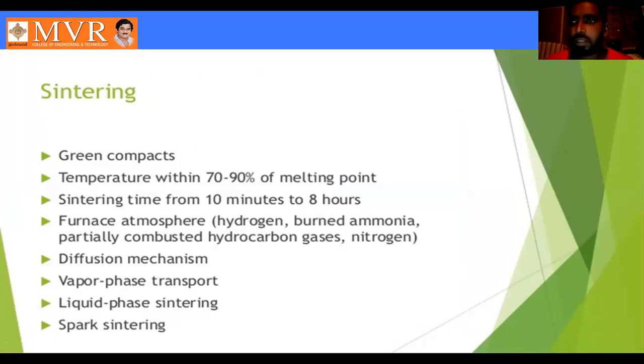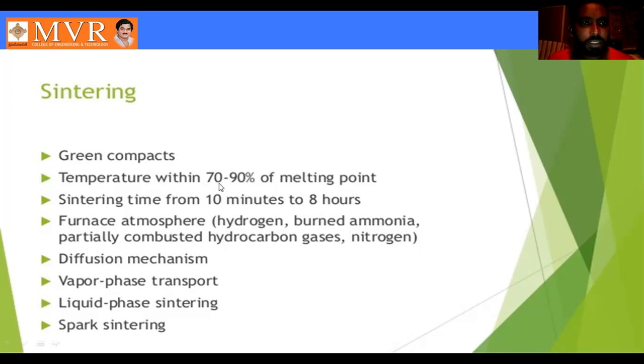Two important methods. The second method is sintering. It is a very important method. This method is also used to produce different types of objects, meaning different models of objects made by using the sintering process. See here, this is a green compact. First one is the green compact.